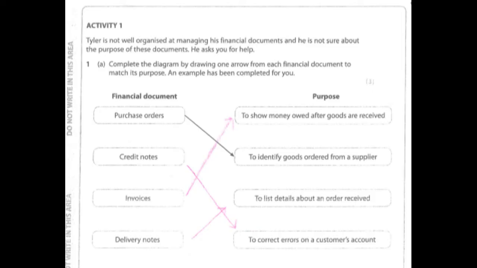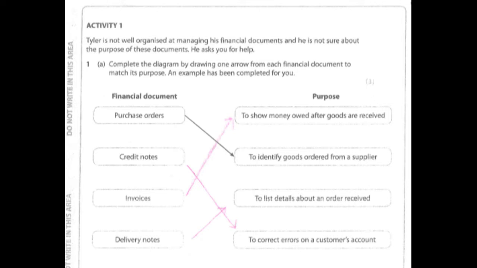So you pair that one together, and then you're left with your credit note, which obviously is all about correcting errors in the customer's account. Remember that a credit note is basically when you want a refund or if something's wrong, so you're asking for some money to be sent back.